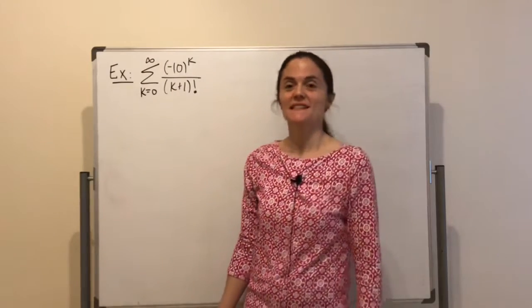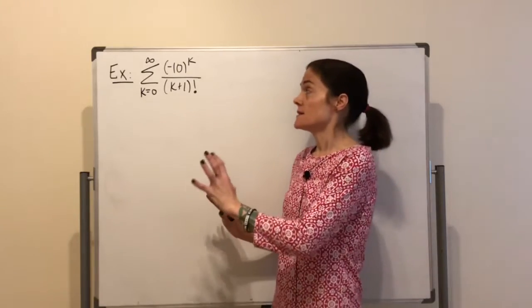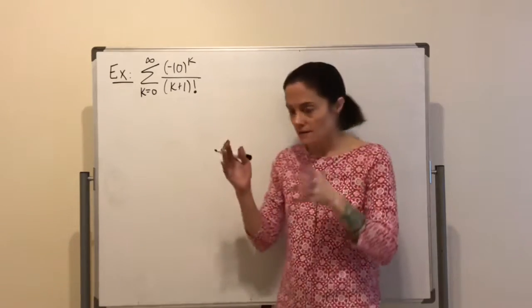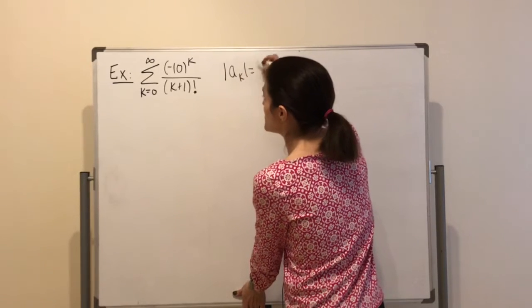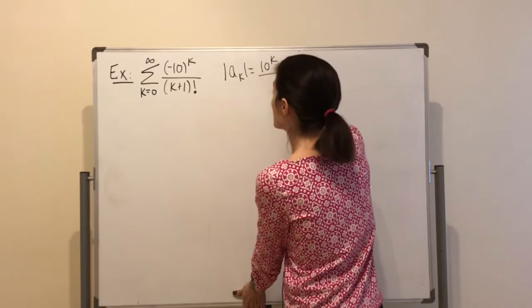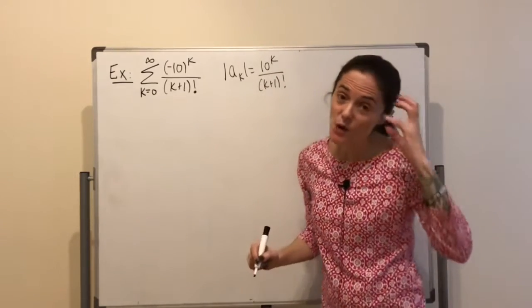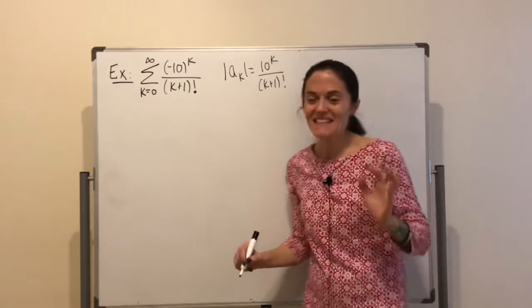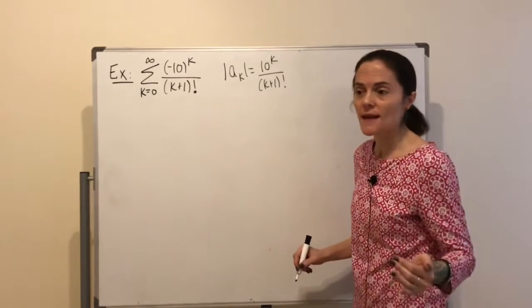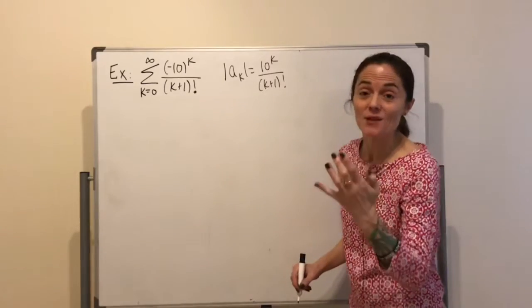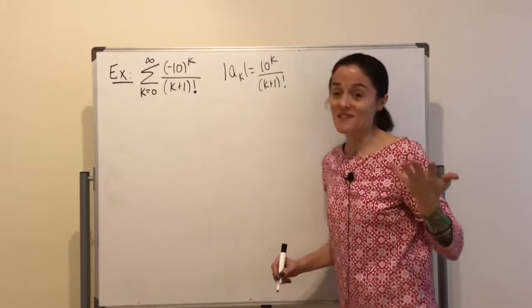Let's start with this example. We see an alternating series because this is minus 1 to the k. Well, if I look at the absolute value, this is 10 to the k over k plus 1 factorial. If you think quickly in your head, going in the order I mentioned, what's happening to the terms? We have factorials in the denominator, exponentials in the numerator. Factorial grows a lot faster than exponentials. The terms are going to 0.